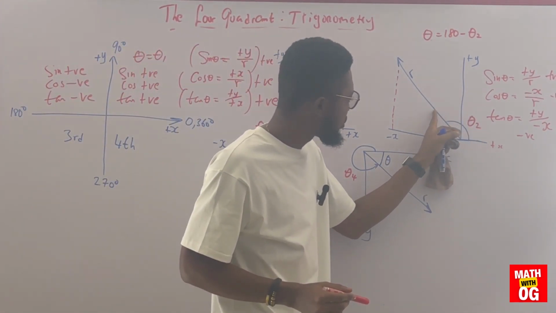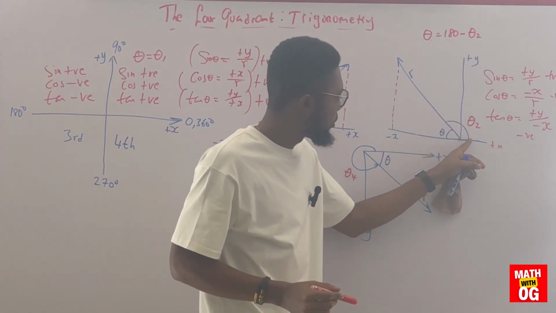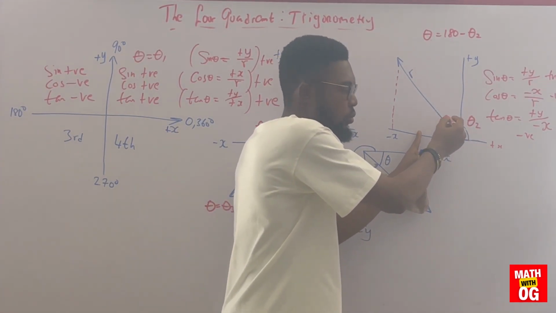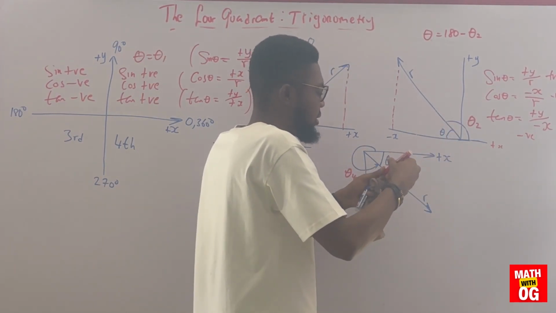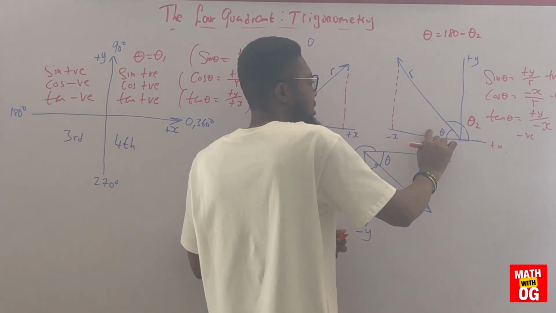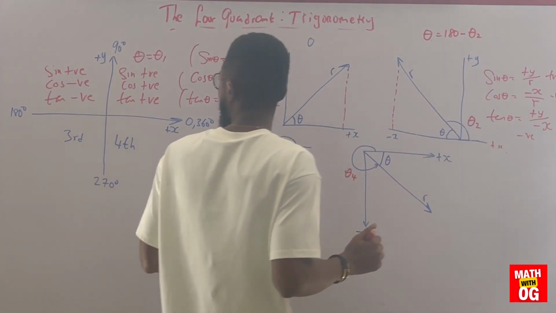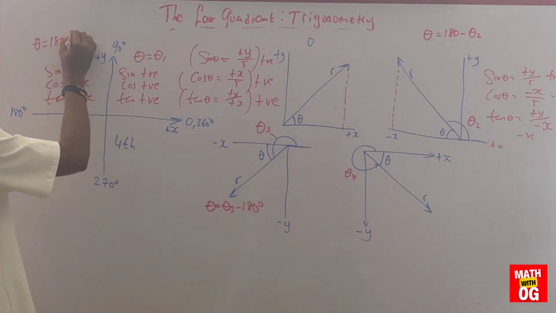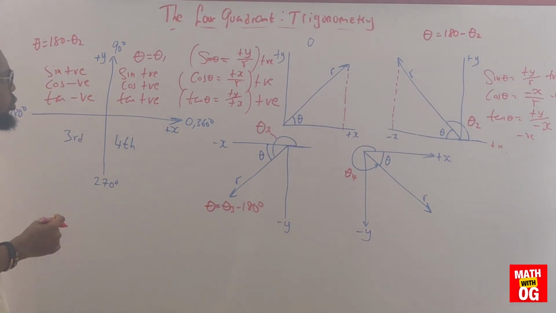And similarly, the relationship between theta and theta 2. From here down to this point is 180. Then from here to here is theta 2. So therefore, this theta you can see here is simply equal to what? 180 minus theta 2. So I can put that here. Theta is equal to 180 minus theta 2.